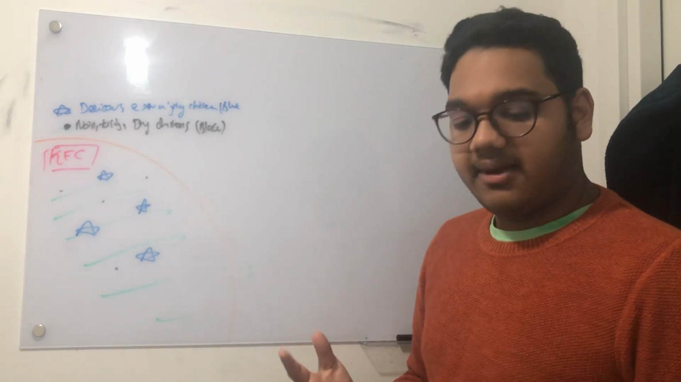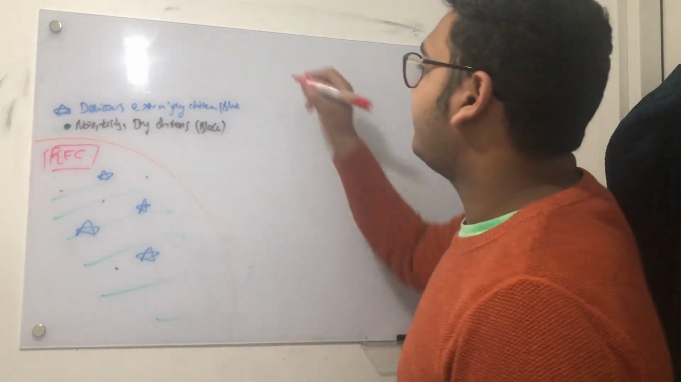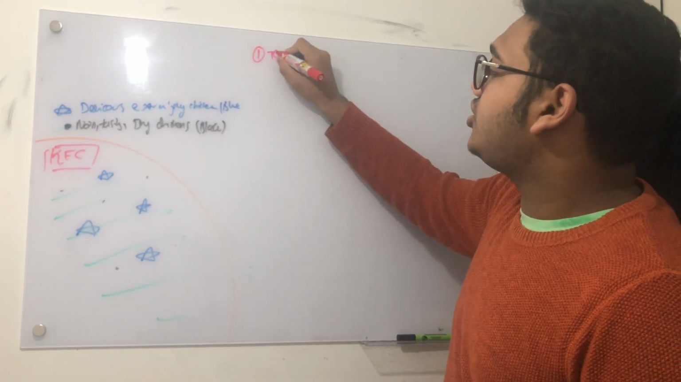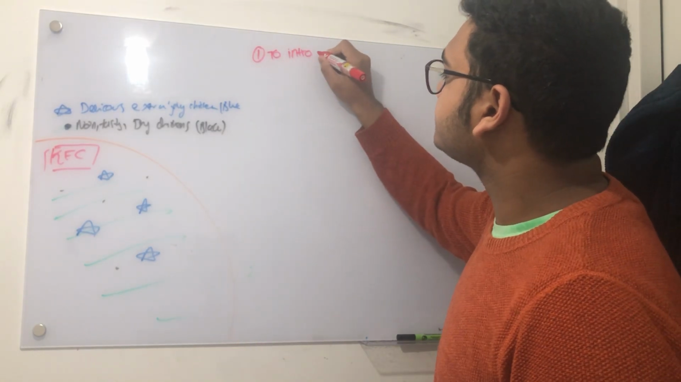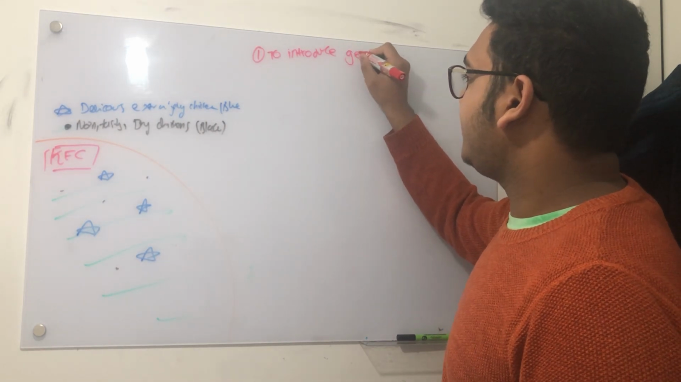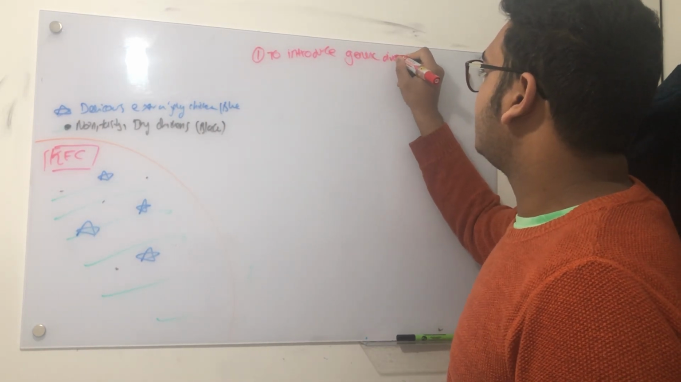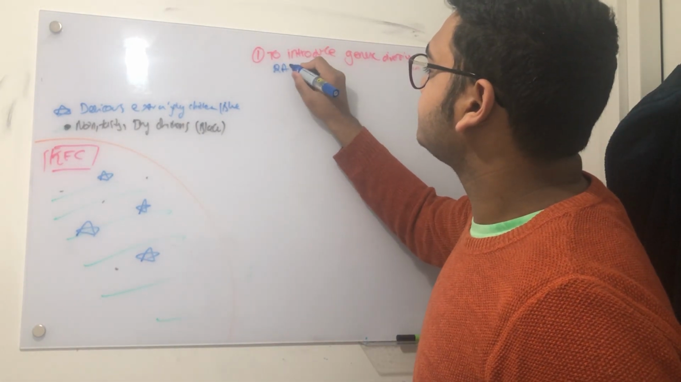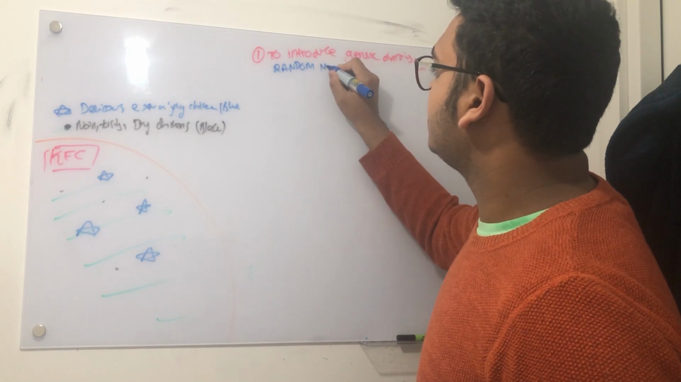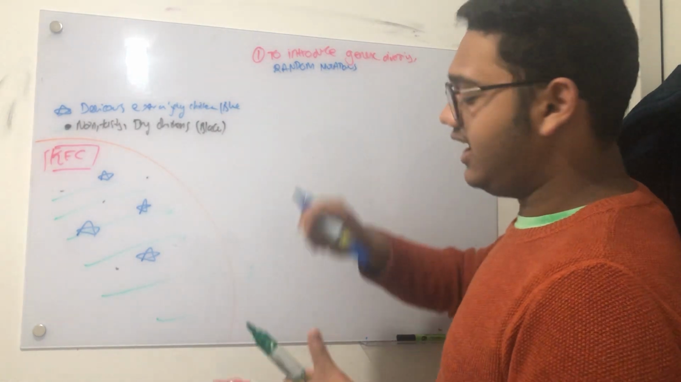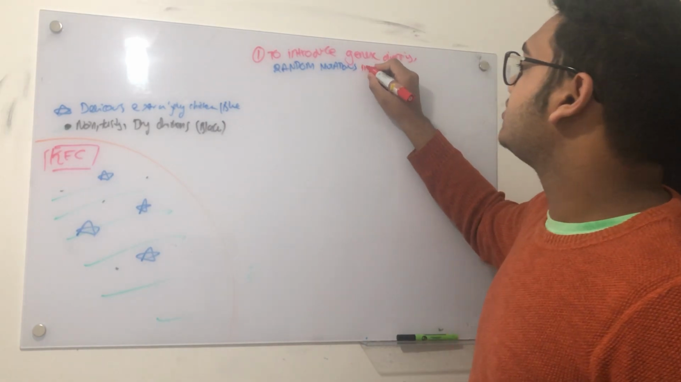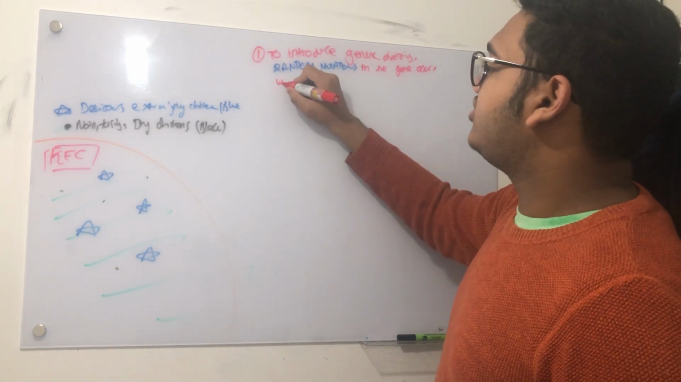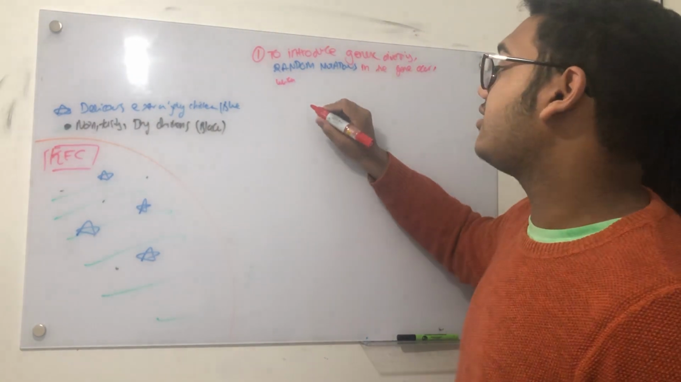So the first step that happens in order to introduce genetic diversity are random mutations. So that's the first point we're going to write. To introduce genetic diversity, random mutations in the gene occur, which leads to the presence of different alleles.